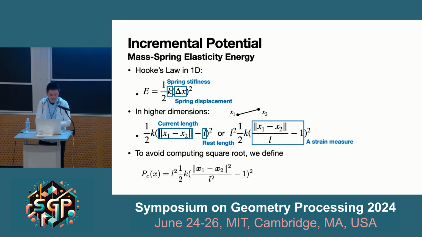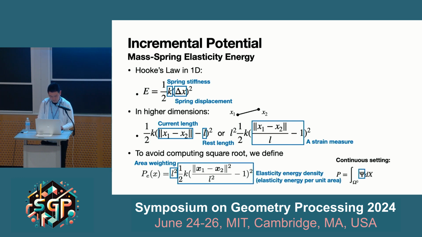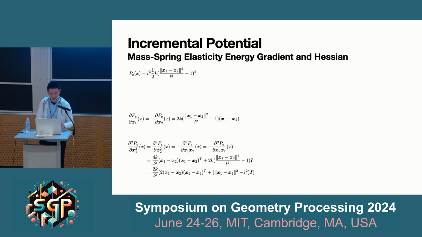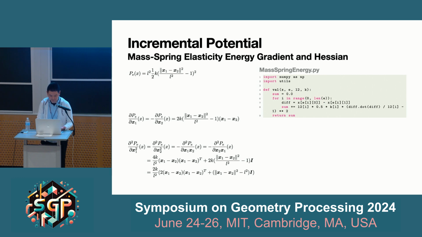And here, for this case study, to avoid computing the square root and taking differentiations, we could just use the squared length to create the strain measure. It's still valid, and it will be easier to calculate the gradient and Hessian. And since it's in the continuous setting, we actually need to calculate the integral of the energy over the space. So here, the L squared can be understood as an area weighting, and this latter term is the elasticity energy density, which is the elasticity energy per unit area. Based on this form, we can easily derive its gradient and Hessian because we don't need to care about the square root anymore. Once we have this formula, we could similarly traverse all the edges, calculate their energy, and add them together.